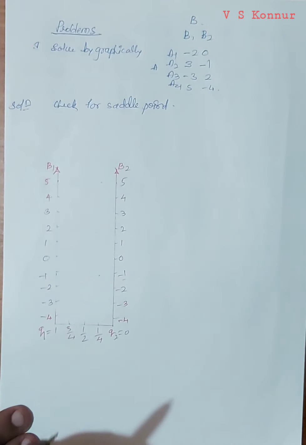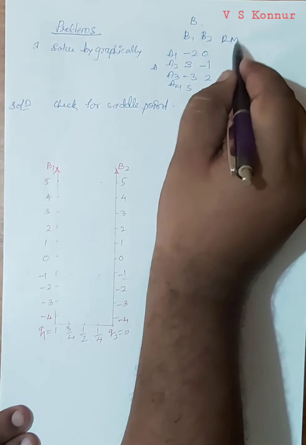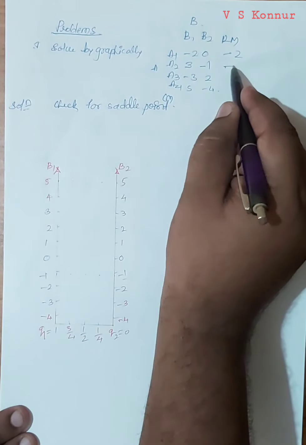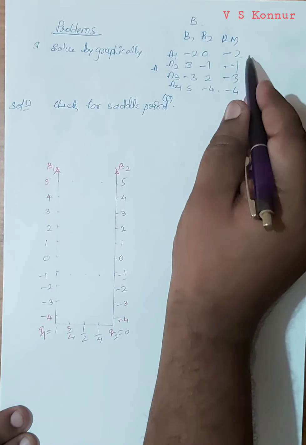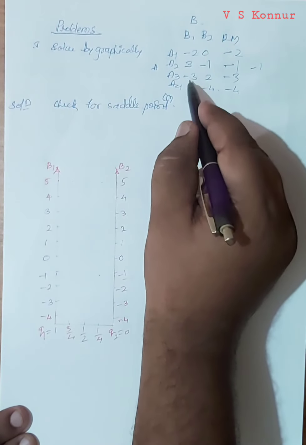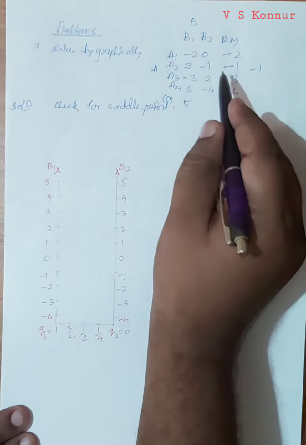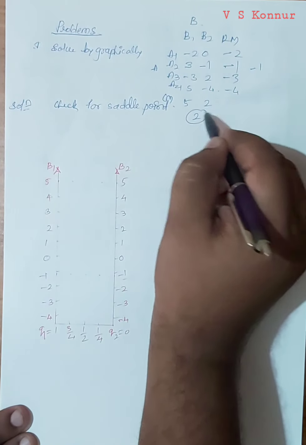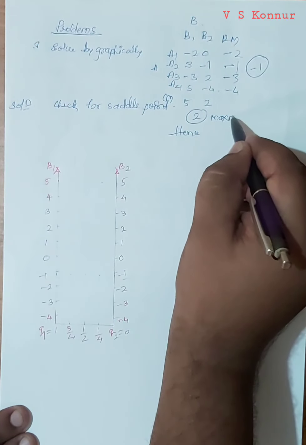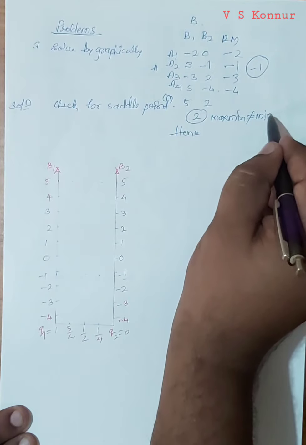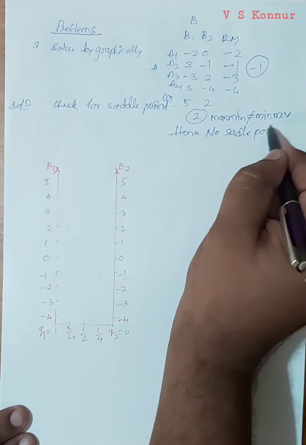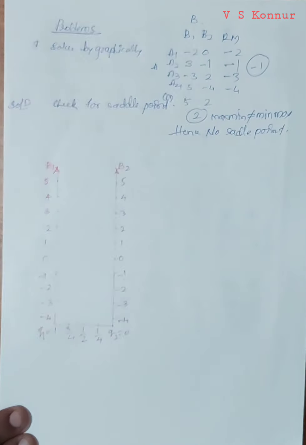Now I have to check for a saddle point. Row minimum, column maximum. Row minimums are -2, -1, -3, -4. The maximum of these is -1. The column maximum is 5. Maximum is 2, minimum is 2. Hence, maximin is not equal to minimax. No saddle point. If there is no saddle point, then you have to move to the next procedure.